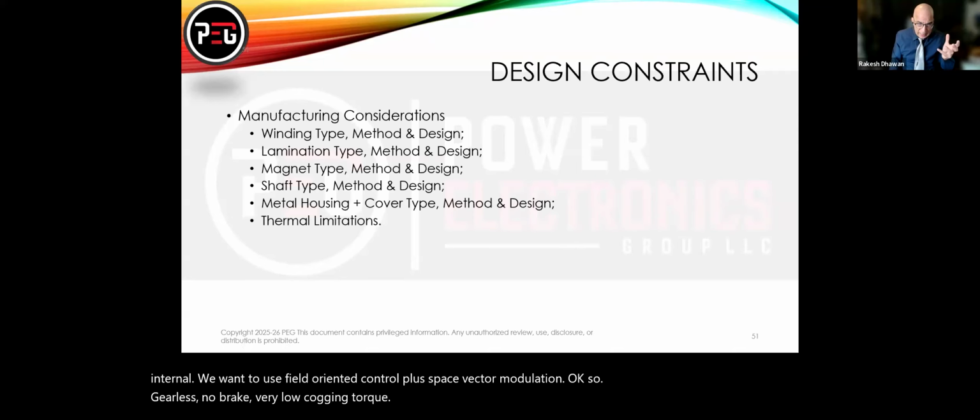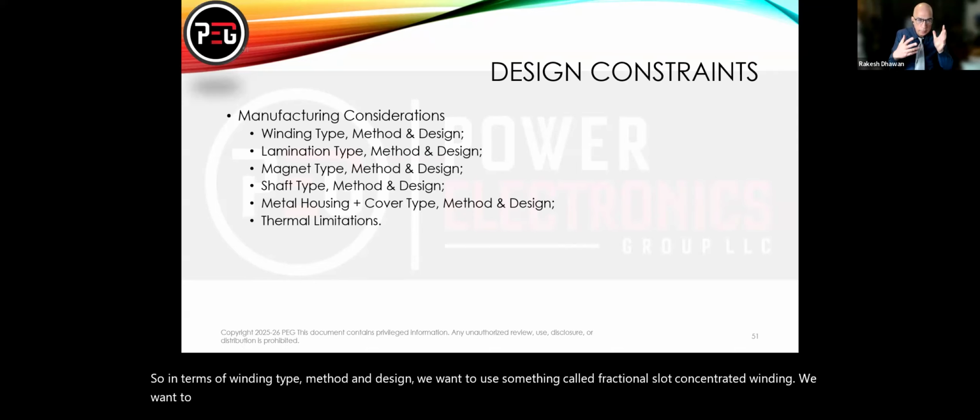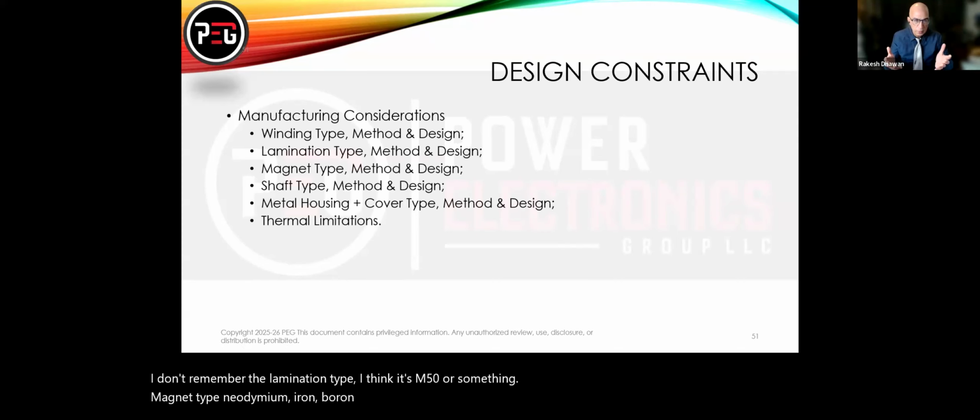In terms of winding type, method, and design, we want to use something called fractional slot concentrated winding. We want to use, I don't remember the lamination type, I think it's M50 or something. Magnet type, neodymium iron boron. Shaft is made of mild steel. You have an aluminum housing, aluminum cover, and then you do have thermal limitations, right?